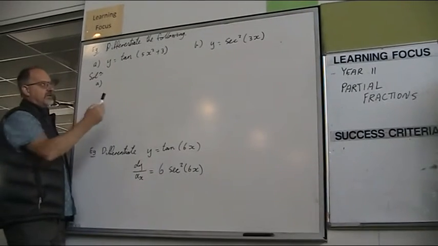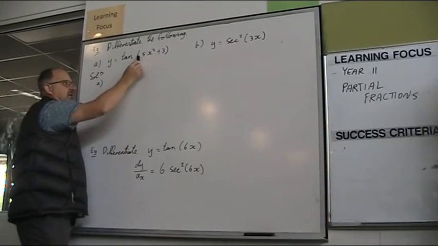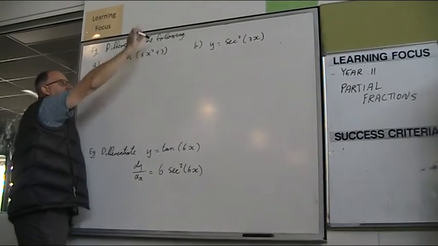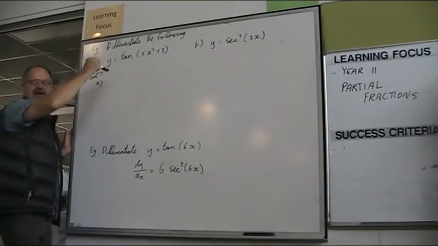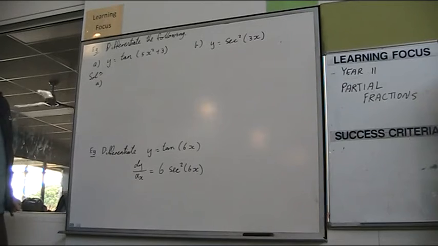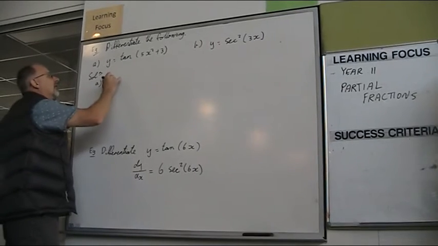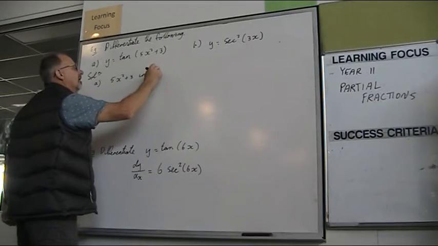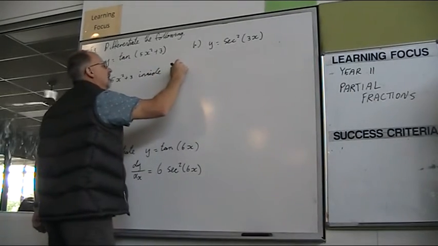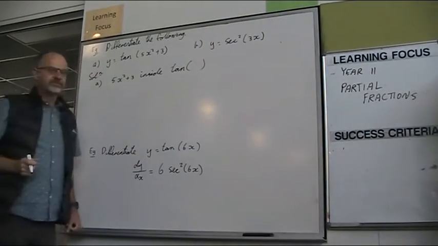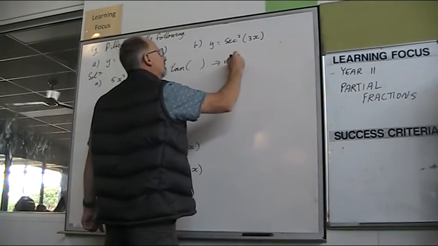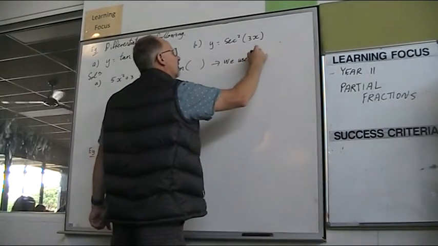So now we need to think about it and say, okay, well, looks like we've got a function, 5x squared plus 3, inside this tan. So because 5x squared plus 3 is inside tan, what that means is that we use the chain rule.